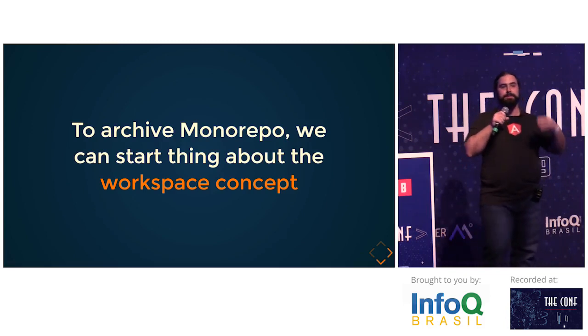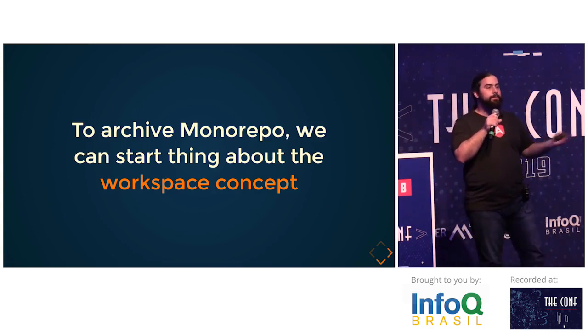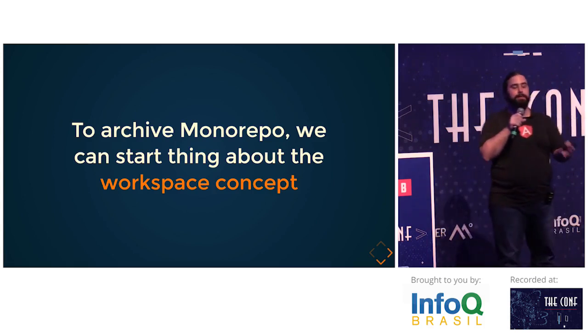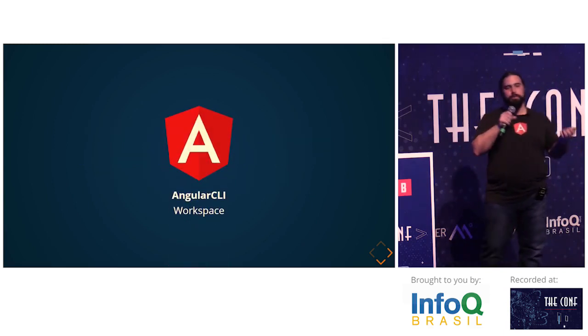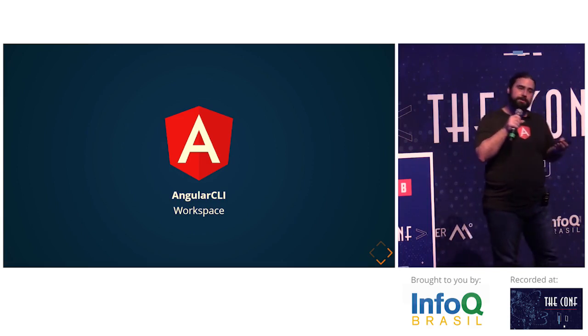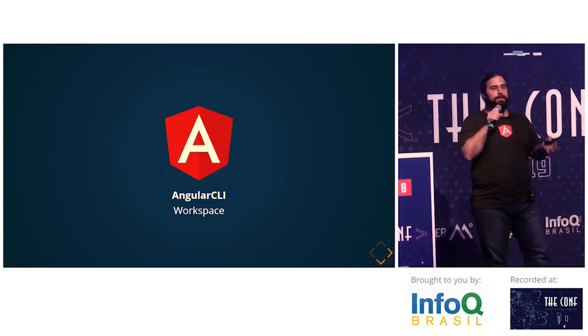One of the ways we can start experimenting with MonoHap is thinking about workspaces. There are a lot of tools out there that have this concept of workspace, where you have different libraries and applications in the same repository, at the same place. And actually, in the Angular CLI, this concept has been there for a long time, for a lot of versions. So we have that already. So we started to do a lot of proofs of concept with the Angular CLI to try some things. Like, for example, can we have independent builds for independent feature apps that are micro frontends themselves, that can be built, tested, and deployed independently, even in the same workspace, in the same MonoHap?